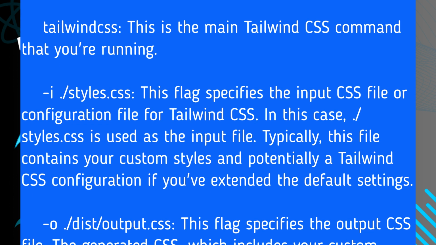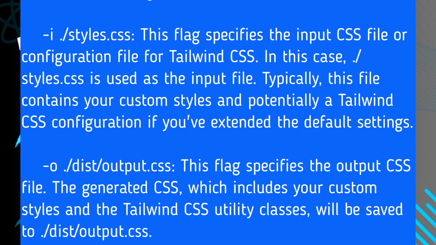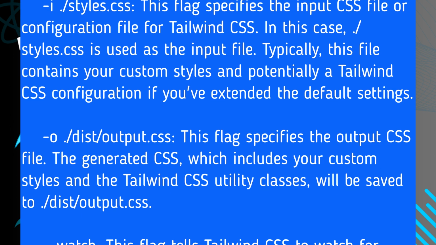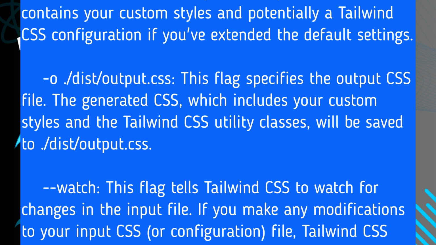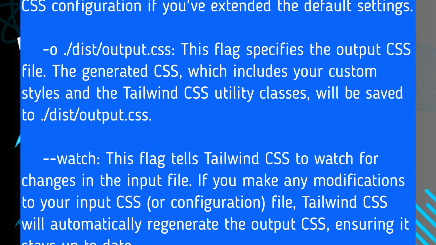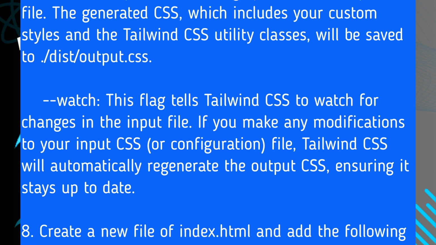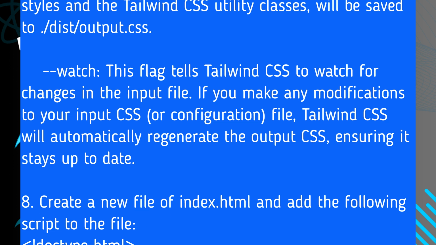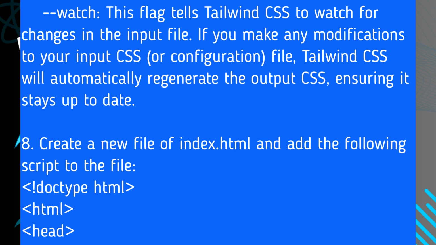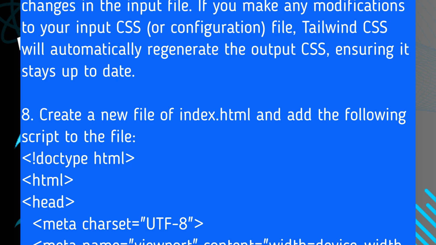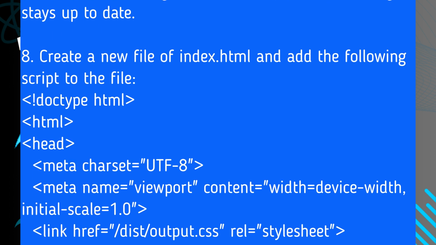In this case, ./styles.css is used as the input file. Typically, this file contains your custom styles and potentially a Tailwind CSS configuration if you've extended the default settings. -o ./dist/output.css. This flag specifies the output CSS file. The generated CSS, which includes your custom styles and the Tailwind CSS utility classes, will be saved to dist/output.css. Watch. This flag tells Tailwind CSS to watch for changes in the input file. If you make any modifications to your input CSS or configuration file, Tailwind CSS will automatically regenerate the output CSS, ensuring it stays up to date.